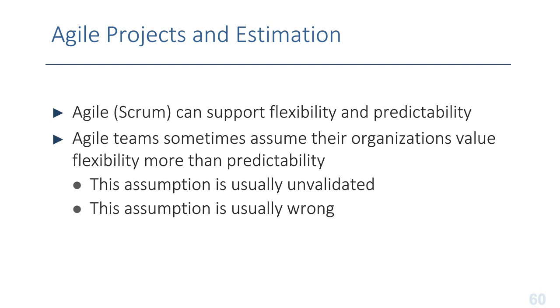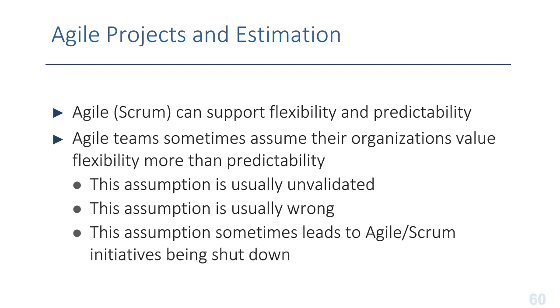In fact, I would refer to this as the great unvalidated assumption of Agile development: that organizations don't care about predictability anymore.